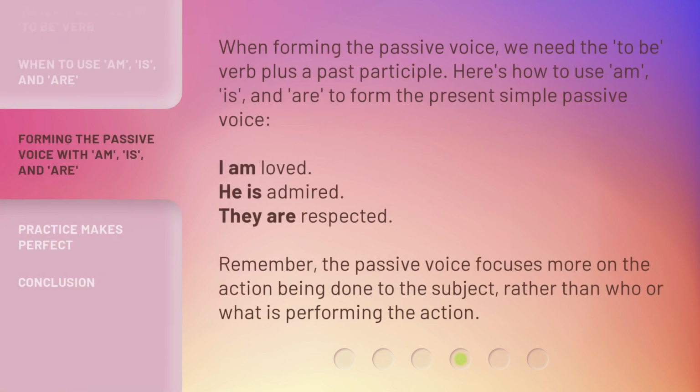When forming the passive voice, we need the to be verb plus a past participle. Here's how to use am, is, and are to form the present simple passive voice. I am loved. He is admired. They are respected. Remember, the passive voice focuses more on the action being done to the subject, rather than who or what is performing the action.